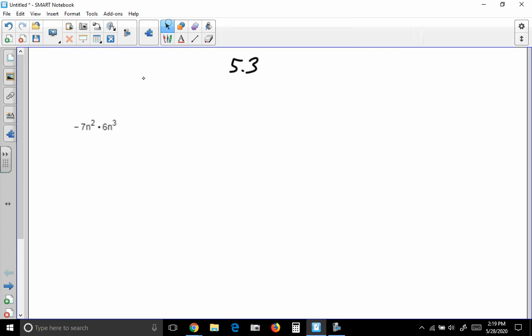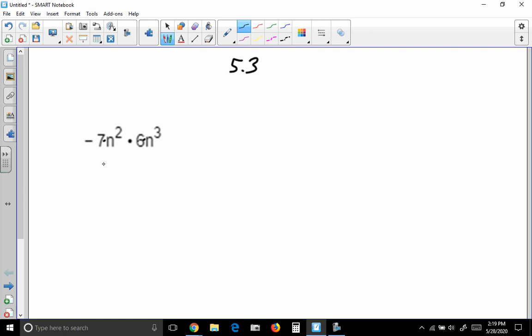So 5.3, we're going to start with multiplying this problem. Negative 7n squared means negative 7 times n squared, and this means 6 times n cubed. As you get more proficient at this, you don't have to break this apart every time. You can go more directly towards your answer.